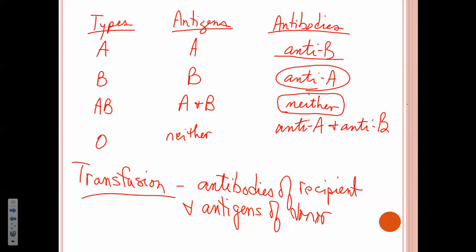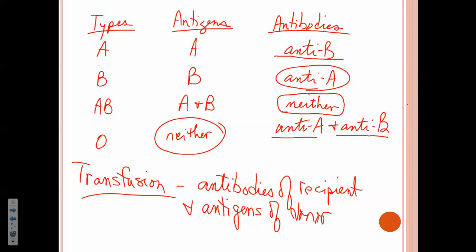Okay. And a person who has type O, because he has both antibodies, can he receive A? No. Can he receive B? No. Can he receive AB? No. So the only one he can receive is O. Okay. He can only receive O, but he's the universal donor because he doesn't have any cells that would agglutinate.